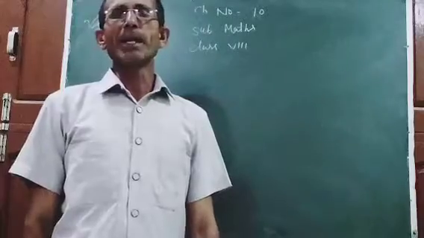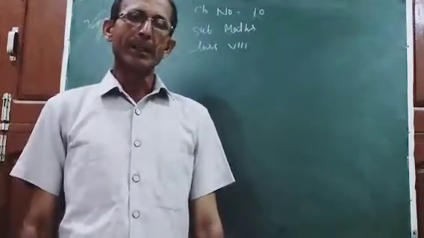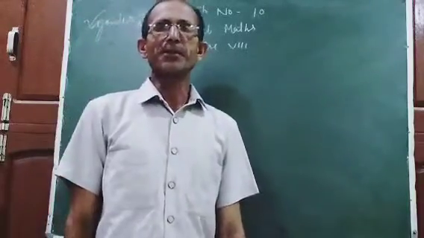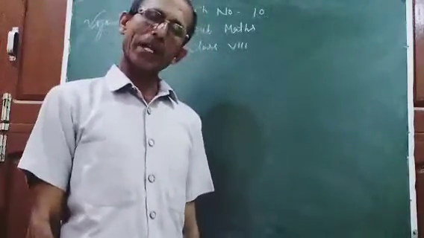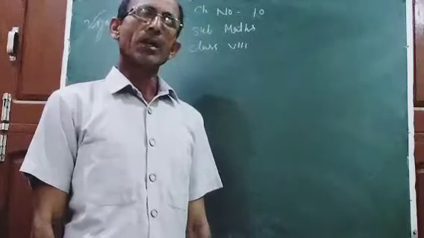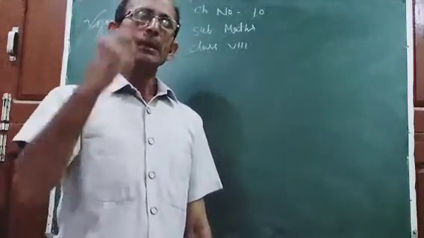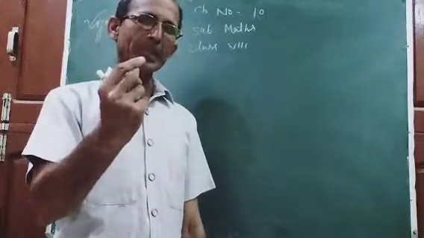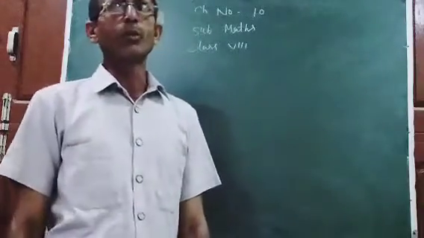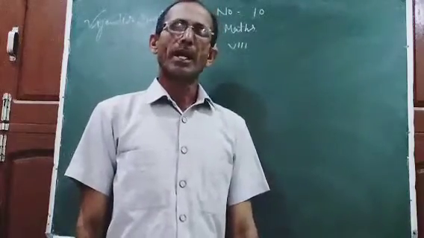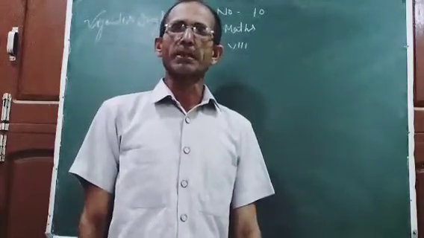So in trapezium I told you how to find the area. The full chapter is formula based. I request every student to memorize all the formulas and then apply them, so there will be no problem. The area of a trapezium is 1 by 2 times the sum of parallel sides multiplied by height. I also solved some questions related to trapezium.